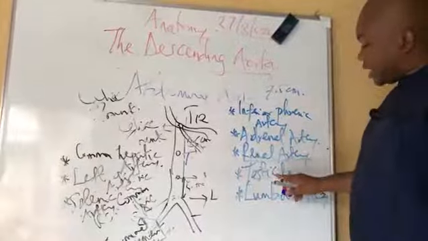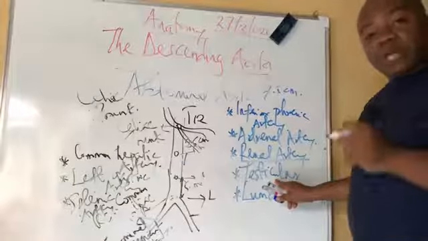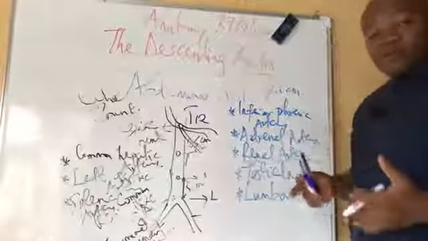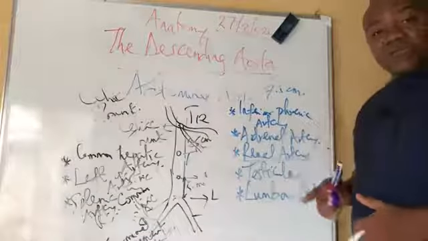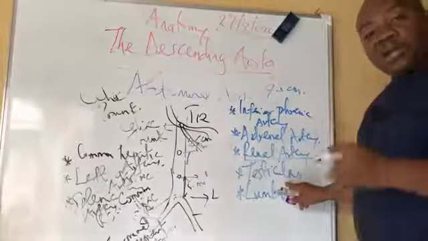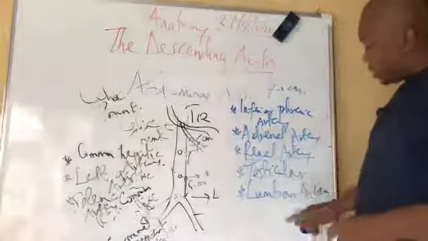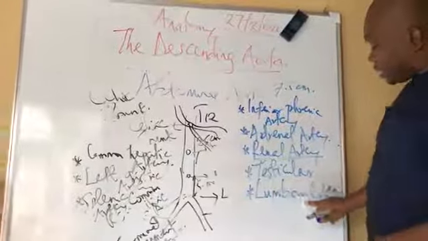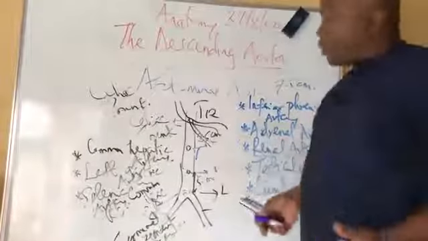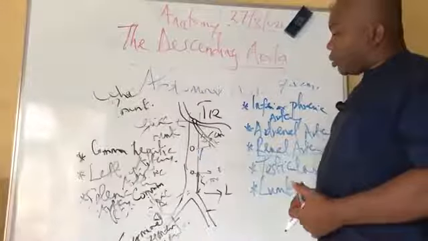Actually, the name testicular artery is for males, while the general name, both for males and females, is referred to as gonadal arteries. So for females, instead of you having testicular artery, you now have what is called ovarian arteries. Then the other group of arteries are the lumbar arteries, and they supply the posterior abdominal wall.